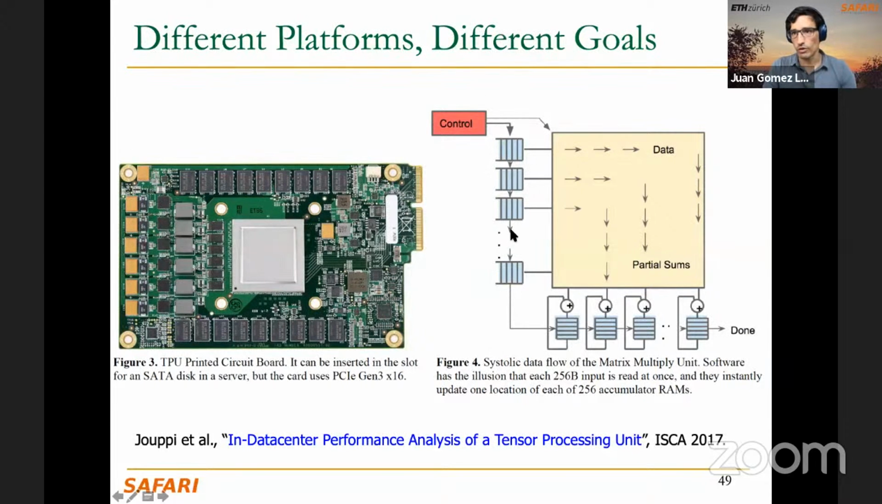We are going to feed from one side the input images. From the other side, we will feed the neural network weights, the weights of the different layers, and then a matrix multiplication is going to happen. And in the end, that's the key operation in many of these machine learning workloads.